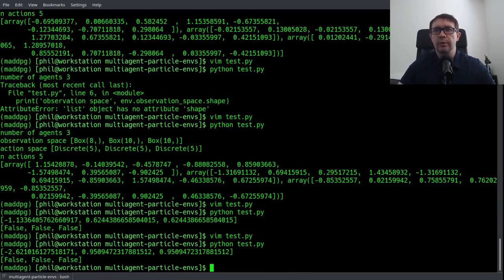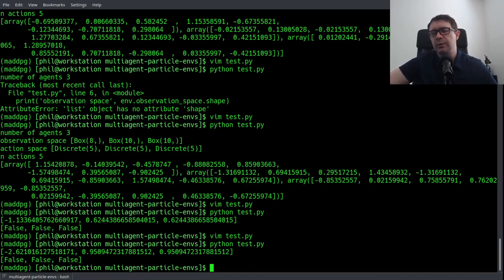Lo and behold, we still get something that kind of makes sense. We still get a reward like we would expect, and the terminal flags are still false as we would expect. So nothing breaks if we pass in continuous numbers instead of discrete ones. This is one example of where the OpenAI gym accommodates both continuous and discrete numbers as input.